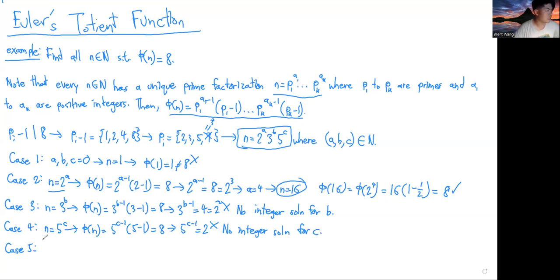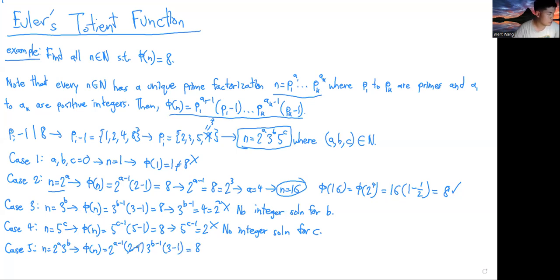Case 5 goes something like this. Now we've considered if they were all 0, and we've considered them individually. Now, the fifth possible case is if n is equal to 2 to the a and 3 to the b. Imagine if c was equal to 0. Then phi of n is equal to 2 to the a minus 1, 2 minus 1, times 3 to the b minus 1, 3 minus 1, which is equal to 8.